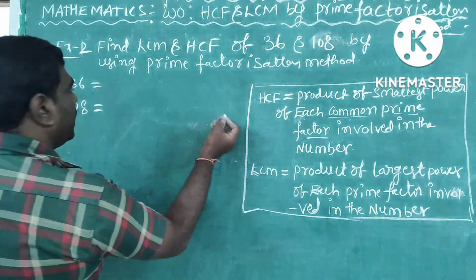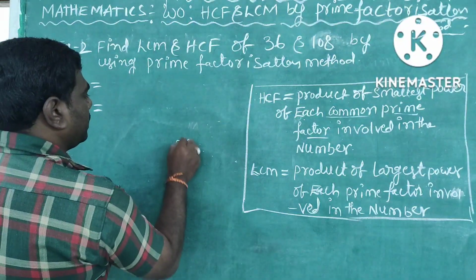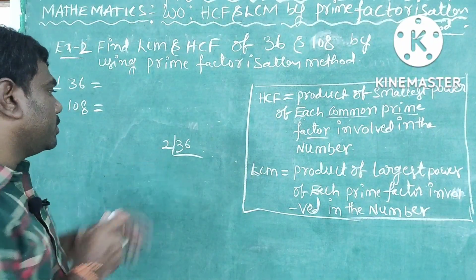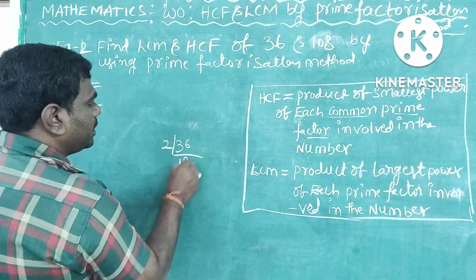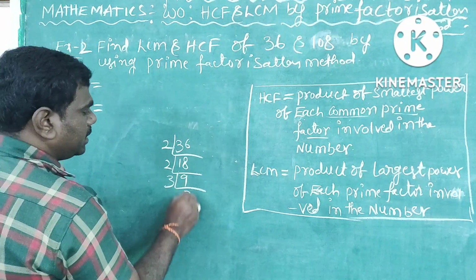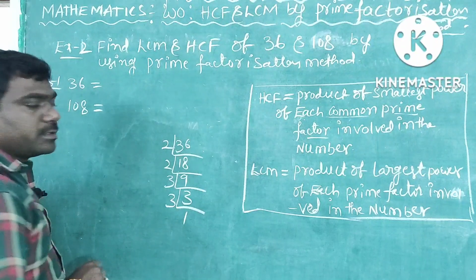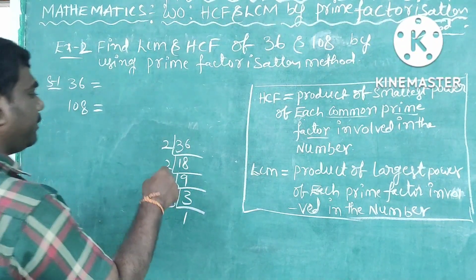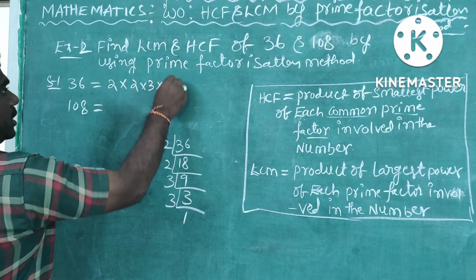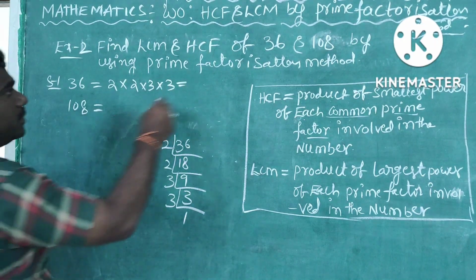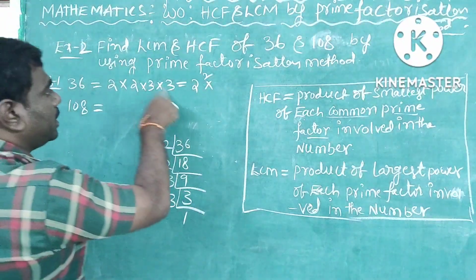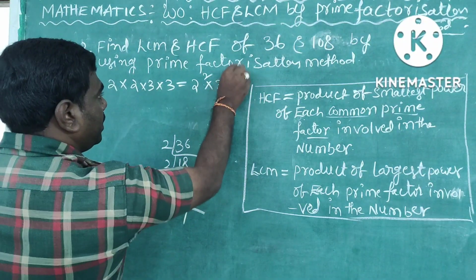I am applying the long division method for 36. Take the smallest prime number 2. 2 18s are 36, 2 9s are 18, 3 3s are 9, 3 1s are 3. So the prime factorization of 36 is 2 into 2 into 3 into 3. In the unique factorization, 2 is repeating 2 times, which we can write as 2 square, and 3 is repeating 2 times, which we can write as 3 square.